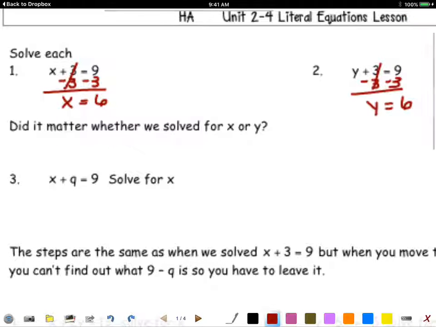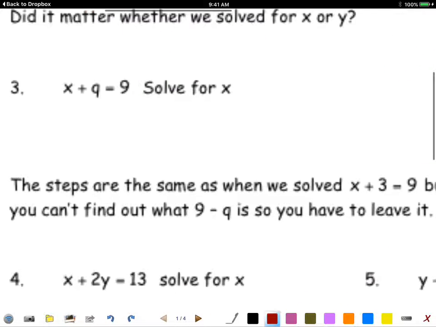So the question is, did it matter whether we solved for x or y? Does it matter that question 1 had you solving for x versus question 2 has you solve for y? It doesn't matter in those two examples because those are the only variables to solve for. Okay? But let's look down here in number 3.